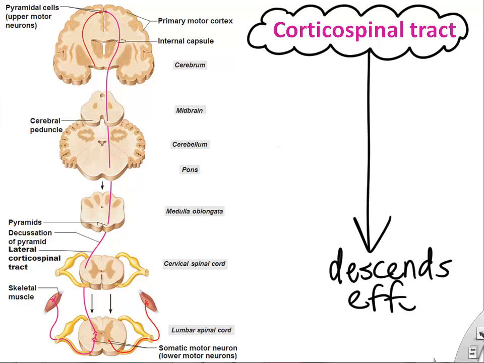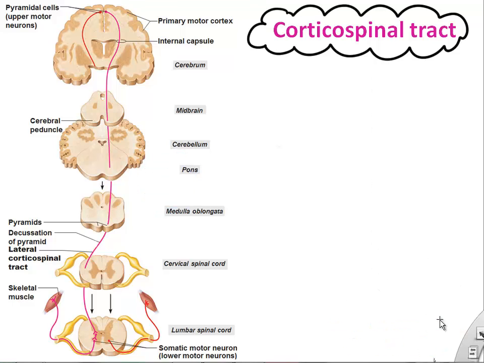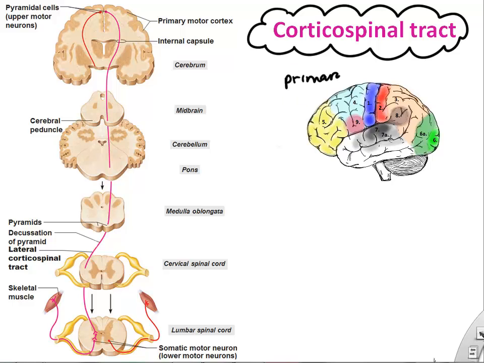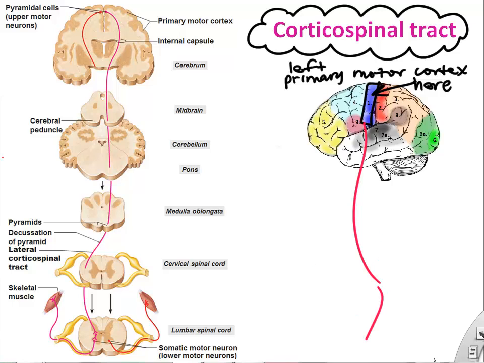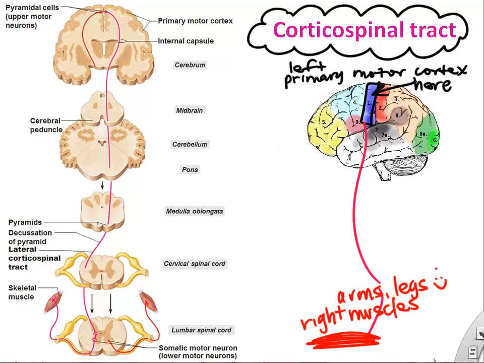Again, it's descending, it's efferent, and the signals are going to go down to our skeletal muscle. Those signals are going to originate up in our primary motor cortex. So remember, your primary motor cortex is in that frontal lobe right there next to where the parietal lobe is. So that's your left primary motor cortex shown here. And it would send neurons down your spinal cord to control your arms and legs on the right side. It would also send some signals out to control things like your face as well. That wouldn't have to go down the spinal cord.